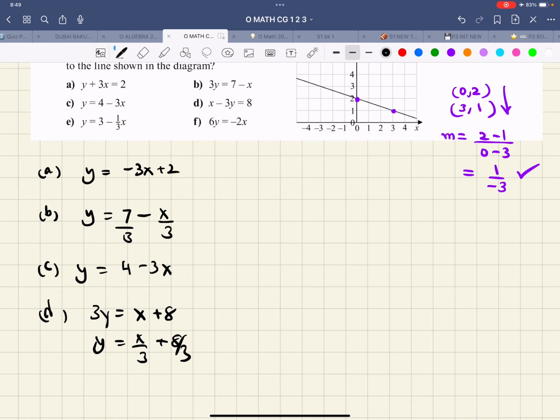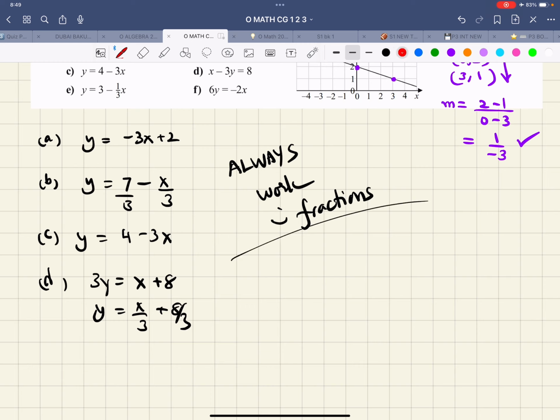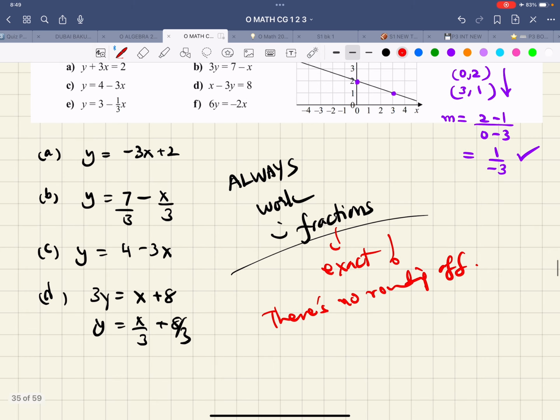No need to go in decimals. Always work in fractions. So let me write this down. Always work in fractions, because fractions are beautiful. Fractions are exact. There is no rounding off. And this is something that you will use a lot in O-level maths also, but even much more in A-level maths.